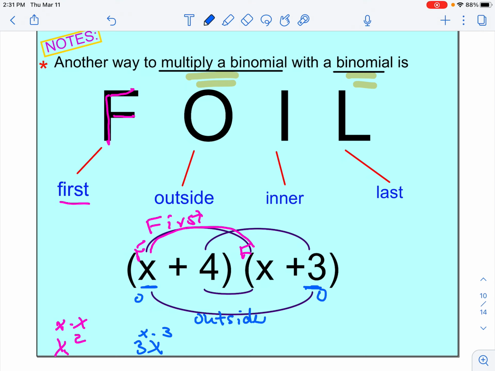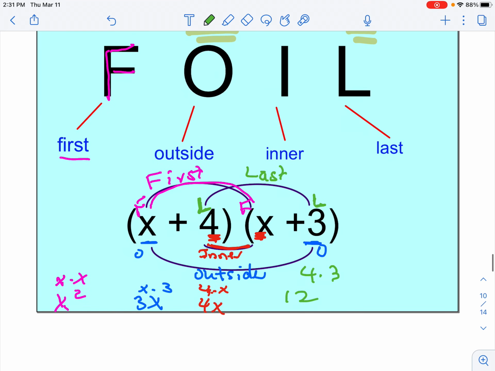Now let's do our inside terms. Our inside terms are, again, this term right here and this term right here are innermost terms, so we can call it that inner or we can call that inside, but that is going to be 4 times x, or 4x. And then last but not least, pardon the pun, is our last term. So this is our last term in the parenthesis, and this is the last term in the parenthesis. So this is our last terms multiplied together, which is 4 times 3 and 12. Okay, so again, those are the same 4 things we got on that last problem.